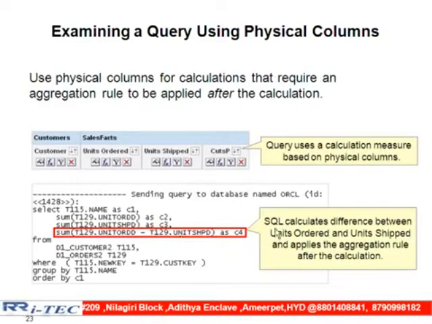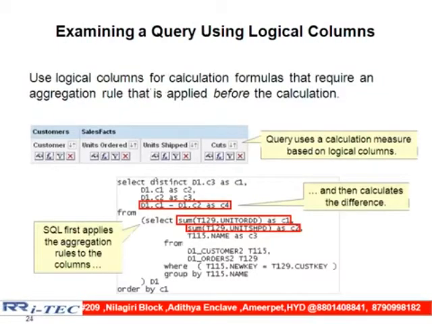I given this point also exclusively. SQL calculates the difference between units ordered and units shipped and applies the aggregation rule after the calculation. What did I use here, sir? Cuts P. Cuts P means physical columns. Next, if you see this one, what did I use, sir? Cuts. Whenever I use this, what is it doing, sir? First it is summing, then whatever results we got, it is subtracting. That also I given here. So SQL first applies the aggregation rules to the columns and then calculates the difference.